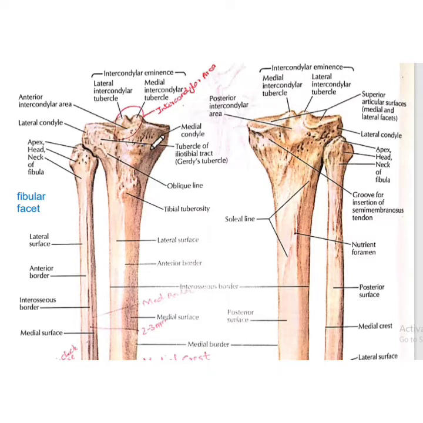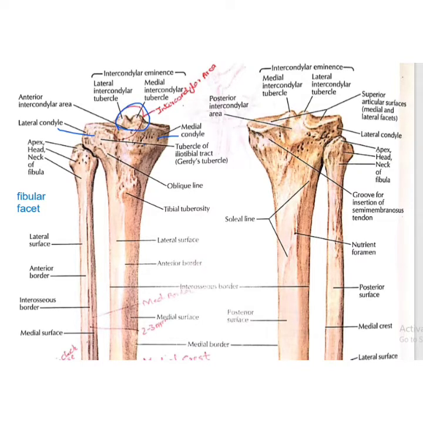Its upper end consists of two bony prominences. These prominences are named as medial condyle and lateral condyle. Superiorly, these two condyles have articulating surfaces. Through these articulating surfaces, the medial and lateral condyle of tibia articulate with the medial and lateral condyle of femur, and also with the medial and lateral menisci, which are present between this tibia and the femur above. And these two articulating surfaces are separated from each other by this intercondylar area.